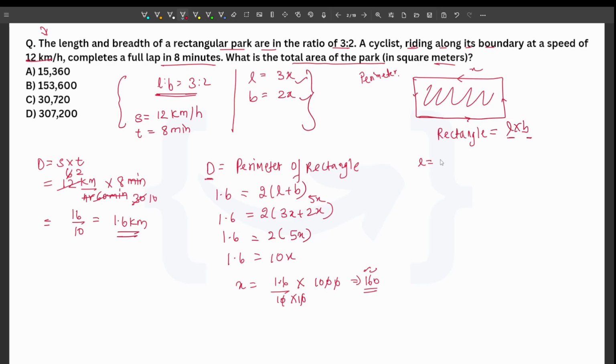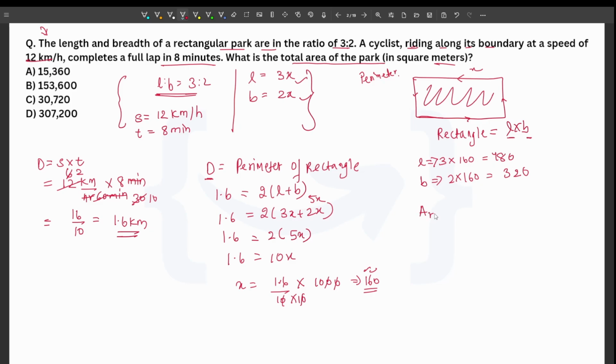So what will be the value of length? It is 3 into what? 160. So what will it be? 3 times 6 is 18, 1 which is 480, so 480 is my length. What is my breadth, Aditya? So breadth is 2 into 160, which will be 320 as breadth. Now you have both of the things.